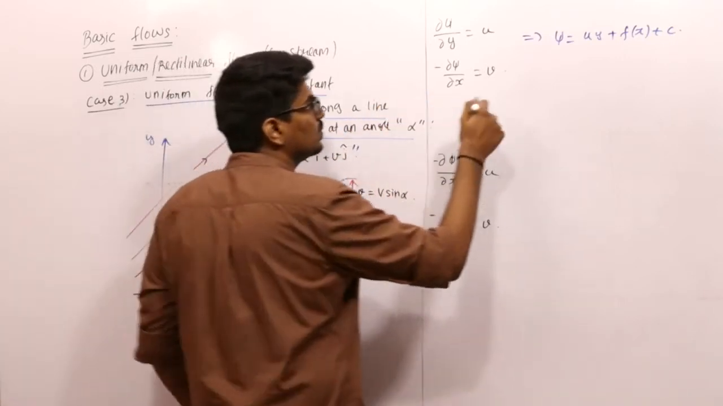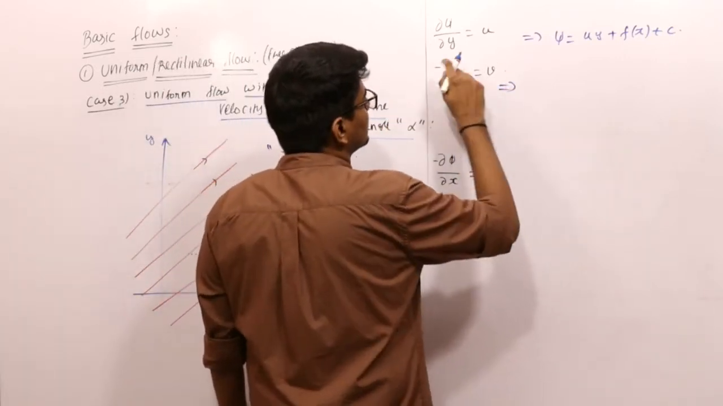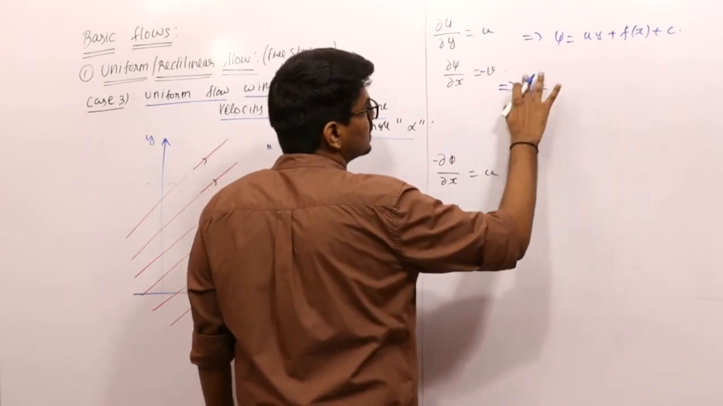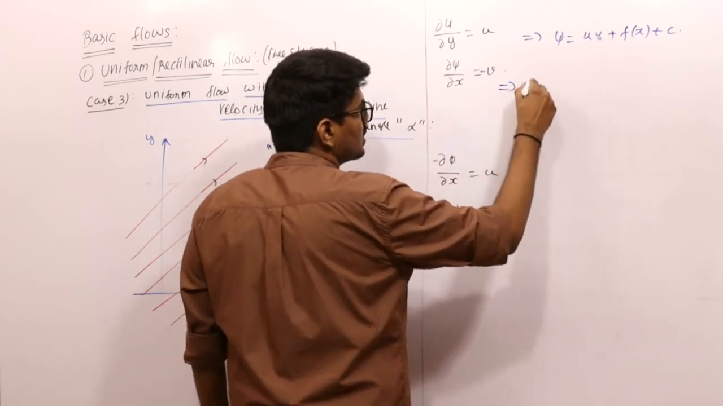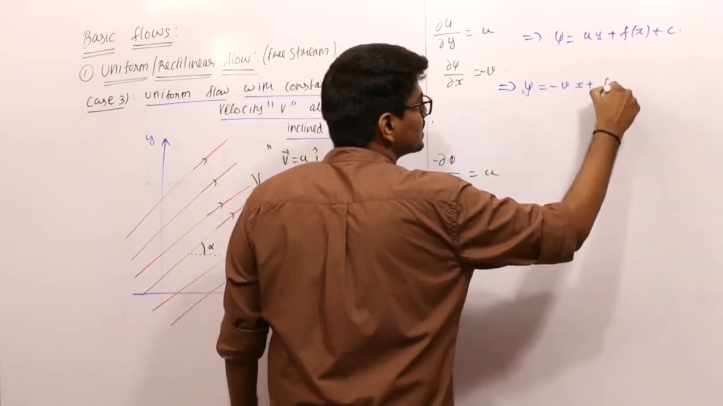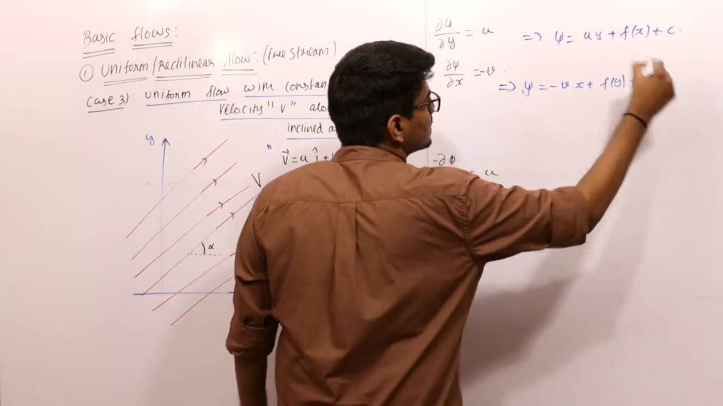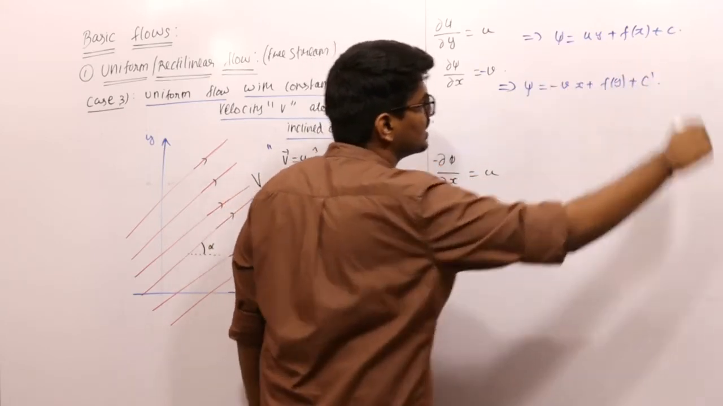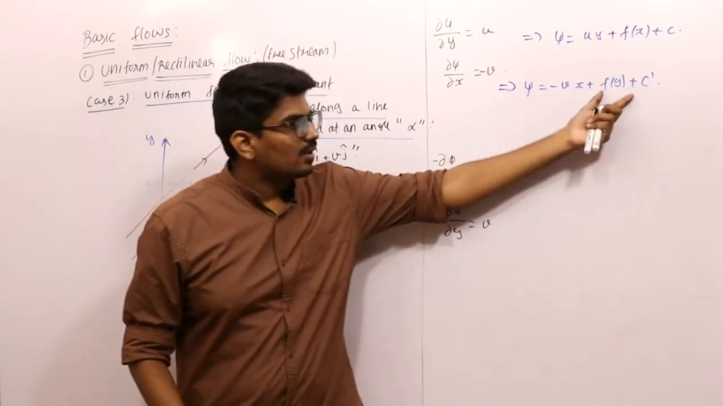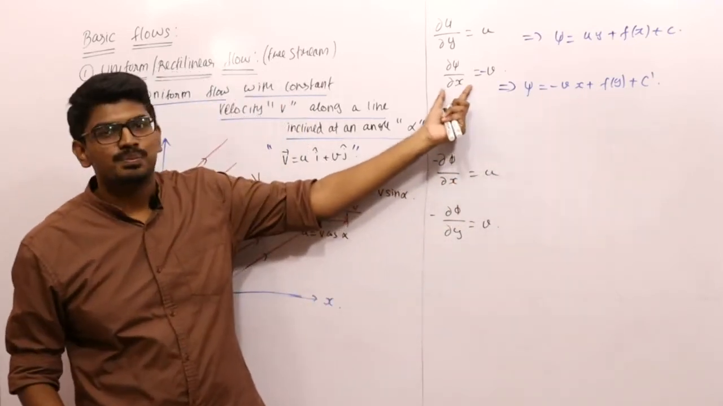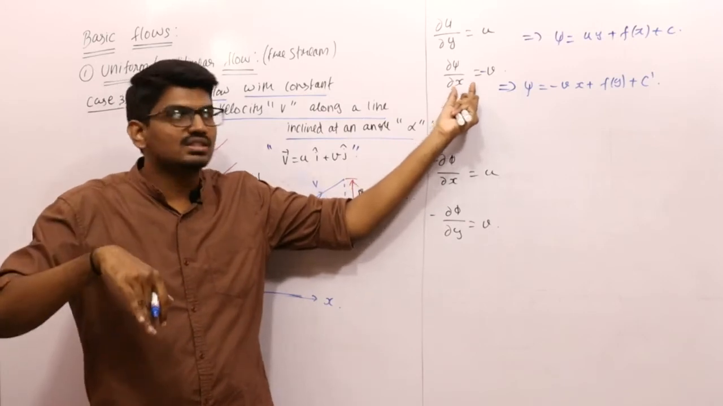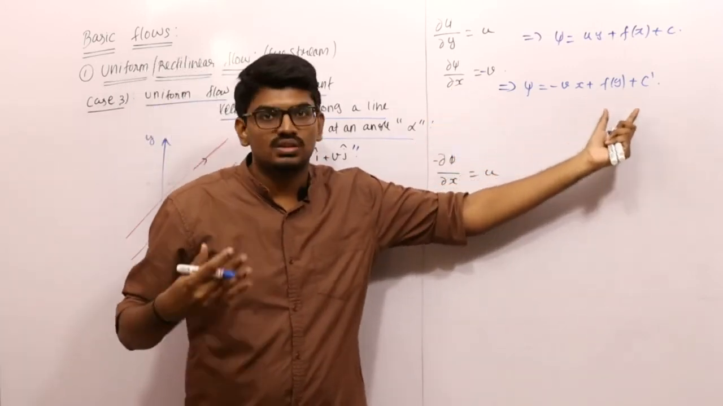Now similarly, how will you write this? I will take this minus and keep it here. So psi will be equal to minus vx plus some function of y plus some other integrating constant. Let me take it as c dash. I hope it is clear now. Why am I writing f of y? Because this is a PDE with x variable, so y will be treated as a constant. So function of y will be treated as a constant.